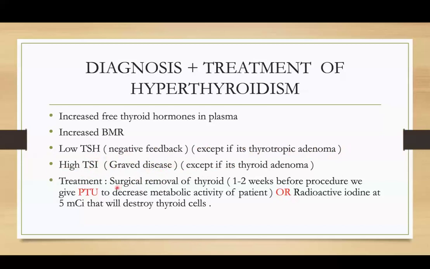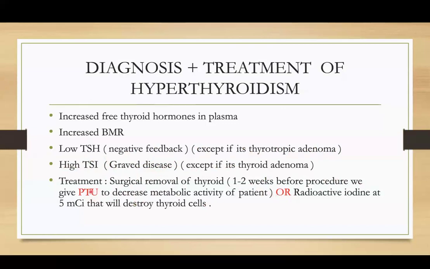So how do you treat it? And the most common way of treating it is just removing the thyroid gland. Even if we remove the thyroid gland, we can just give thyroxine injections, so it's not as important. So 1 to 2 weeks before the procedure, we give PTU to decrease the metabolic activity of the patient.